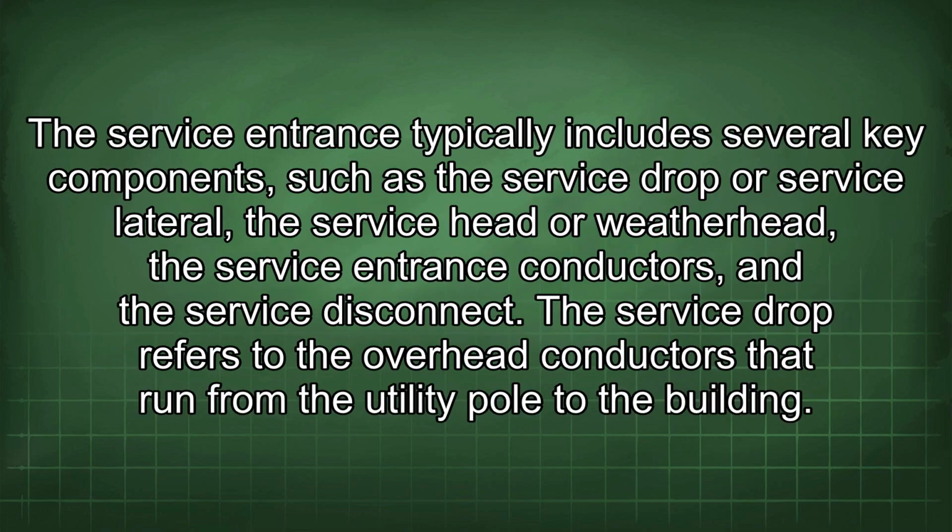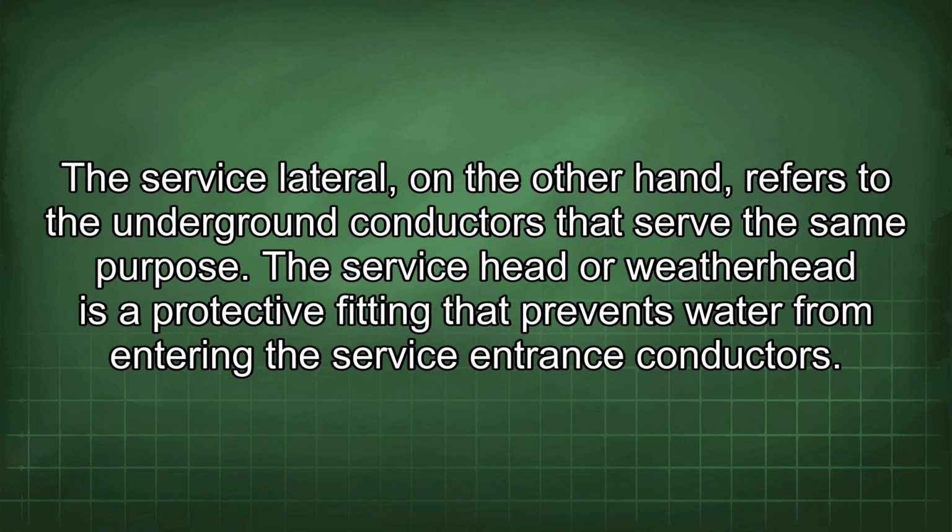The service entrance typically includes several key components such as the service drop or service lateral, the service head or weatherhead, the service entrance conductors, and the service disconnect. The service drop refers to the overhead conductors that run from the utility pole to the building. The service lateral, on the other hand, refers to the underground conductors that serve the same purpose.